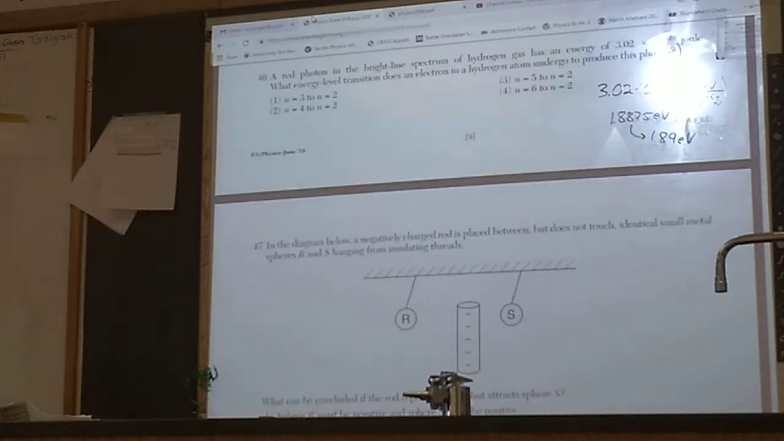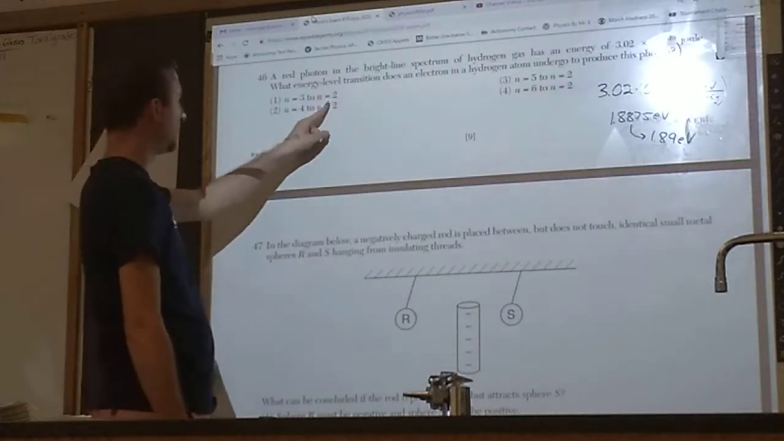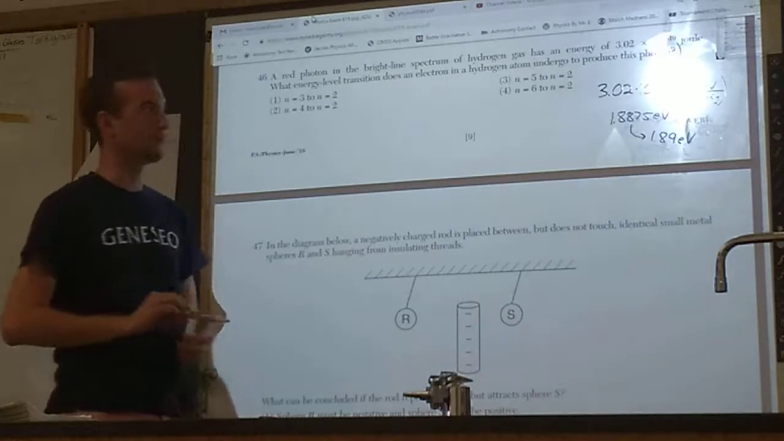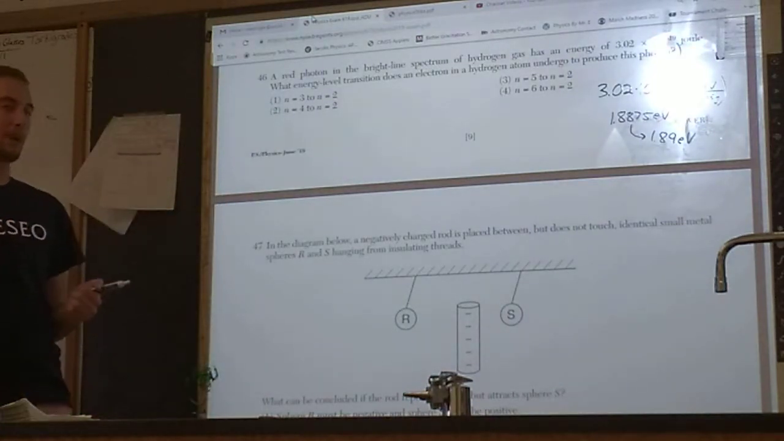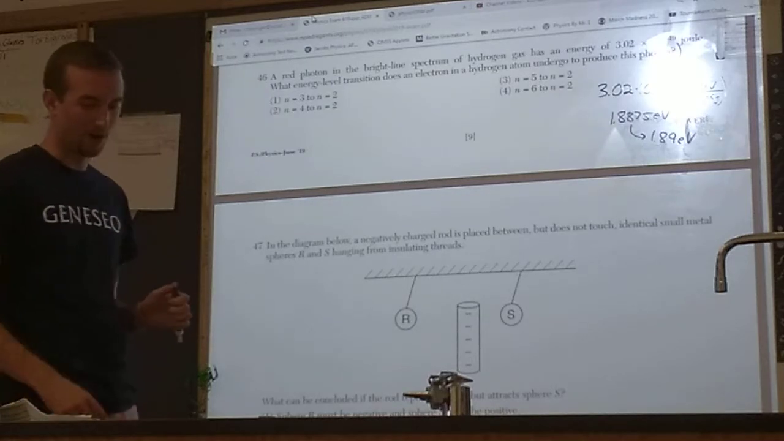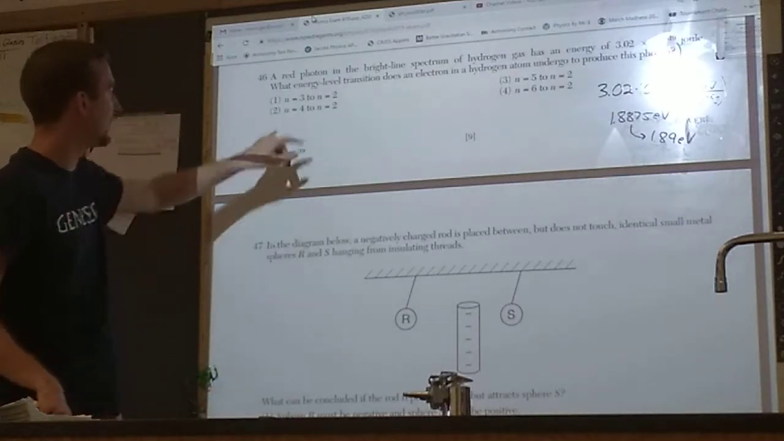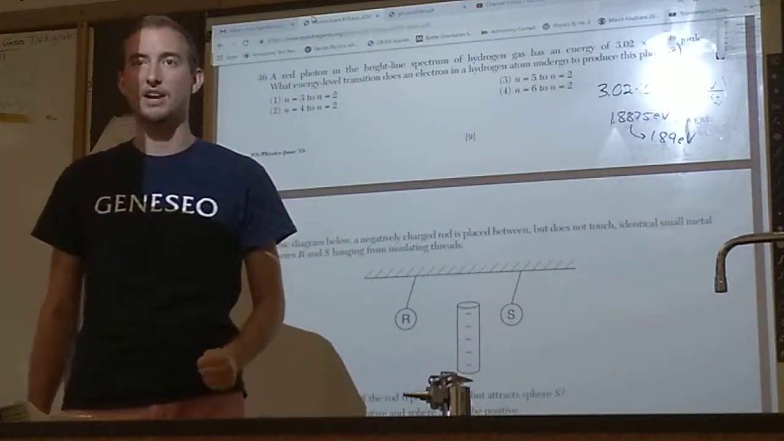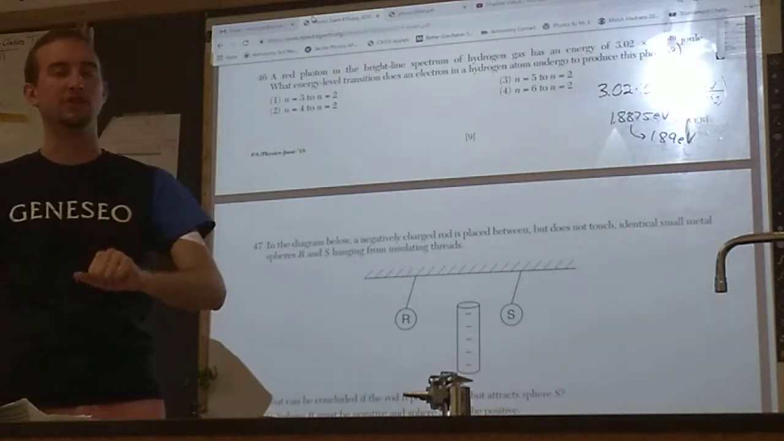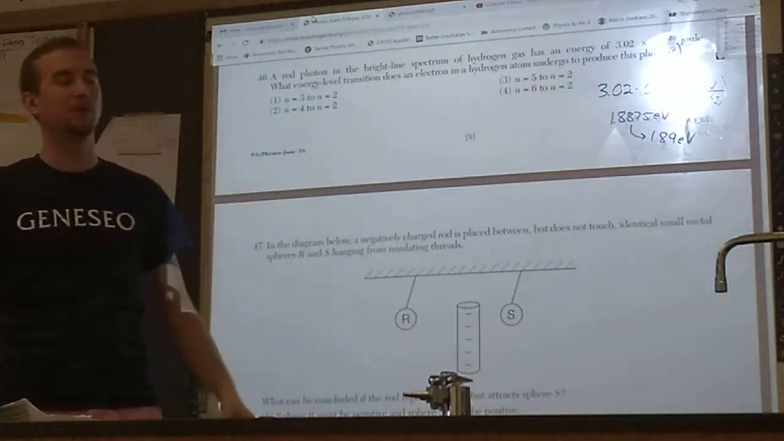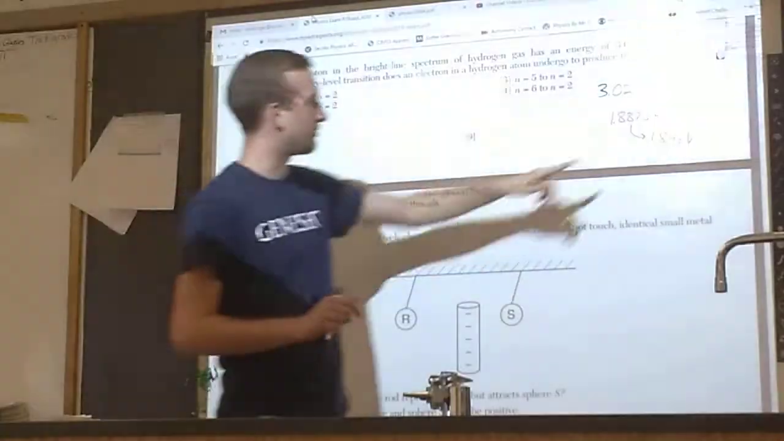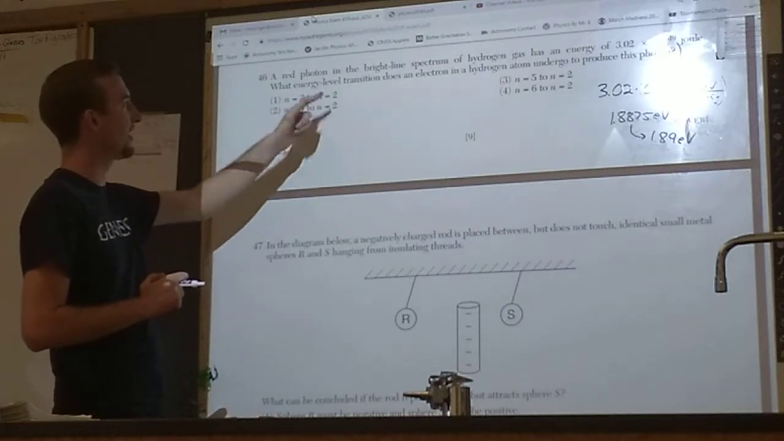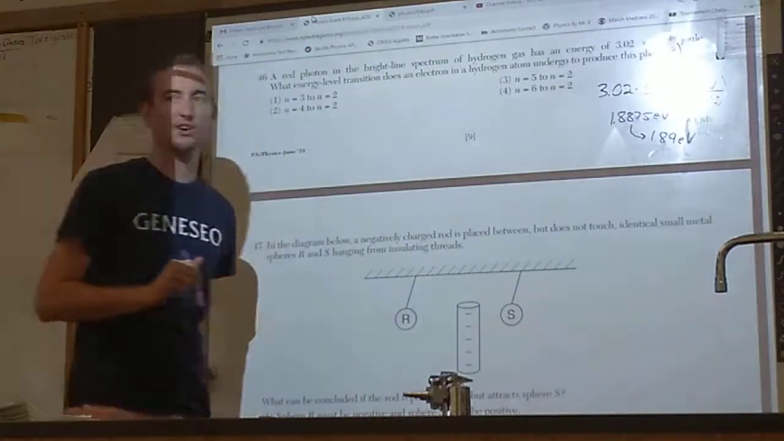Now what we have is n equals 3 to n equals 2, n equals 4 to n equals 2, n equals 5 to n equals 2, n equals 6 to n equals 2. This might seem kind of intimidating, but we could probably use some logic to figure this out. We need to find the difference in energy levels that corresponds to this much energy, because as that electron falls from one energy level to the next, it will release some energy. It's moving to a lower energy state, so it has to do something with that energy. It emits a photon with this much energy, and that energy corresponds to the difference in energy level. So if we find the difference in energy level of this much, that is our answer.